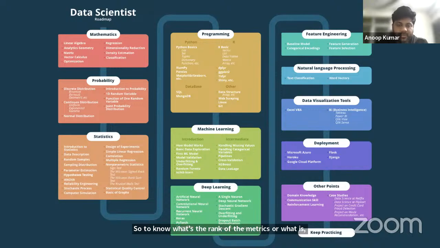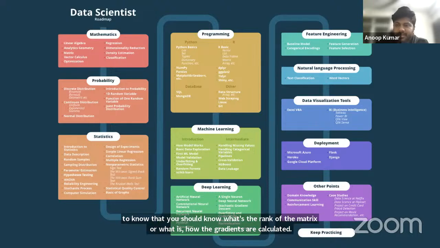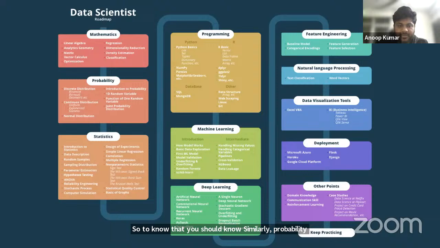Similarly, probability distributions: what are the different probability distributions, what is normal distribution, what is central limit theorem, these things. I'm not asking you to go into depth of each and every topic, but you should have a fair understanding of why a particular algorithm works. To know how a particular ML algorithm or data science algorithm works, you should know some bit of maths and probability. Then comes stats.